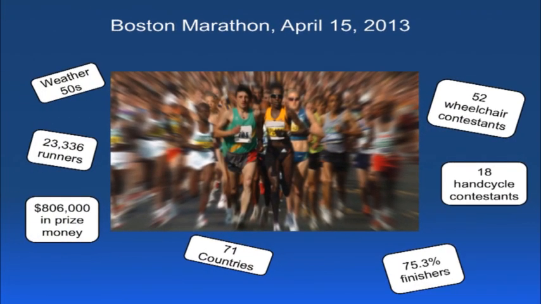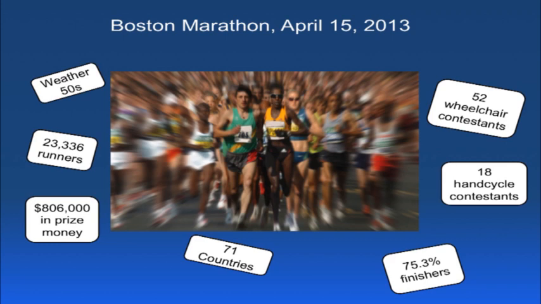The Boston Marathon bombing. And this is a picture of some of the runners that were in the Boston Marathon race. That day, it was about 50 degrees here in Boston, 23,000 runners, $806,000 of prize money. So you can see why runners came from all over the world. It's quite an amount of money here. 71 countries were represented. Almost 3/4 finished the race. Of course, I think to get in the Boston Marathon, you need to qualify. So perhaps that number is not surprising.